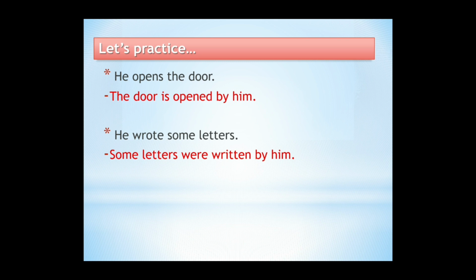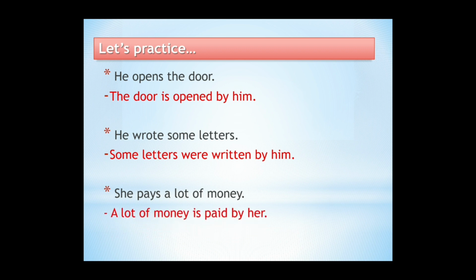Another example, she pays a lot of money. She pays a lot of money. So we start with a lot of money, which is the object. Is, a lot of money takes is. It's an uncountable word. So it takes is. And the past participle of pay is paid by her. A lot of money is paid by her.